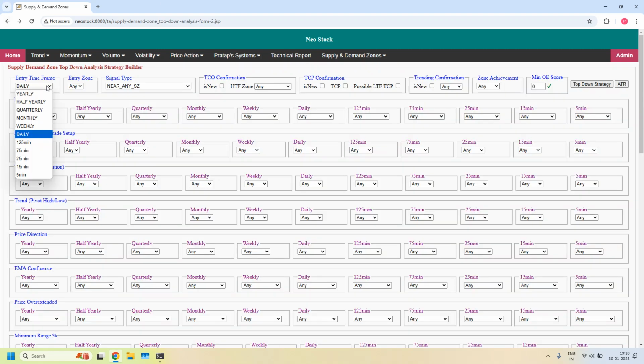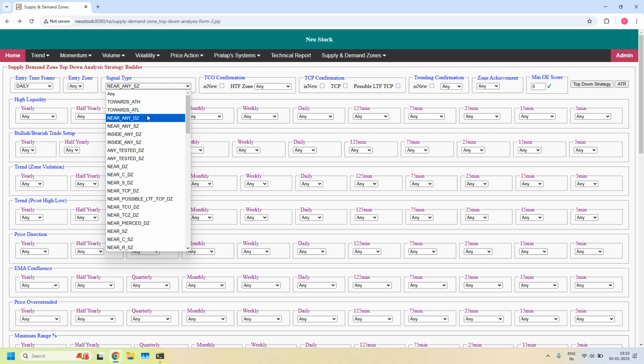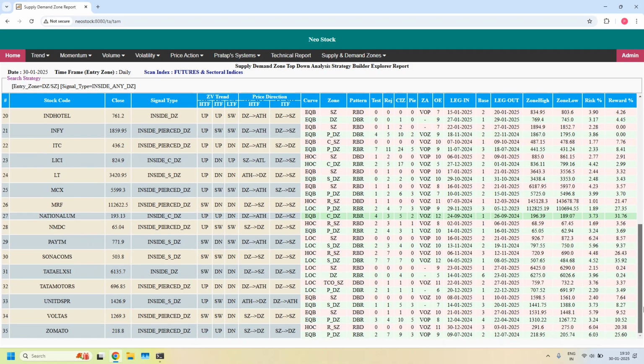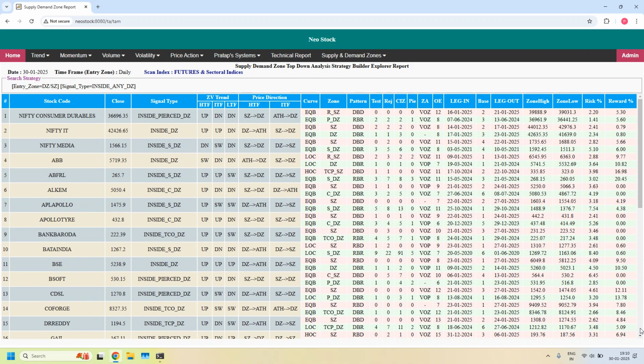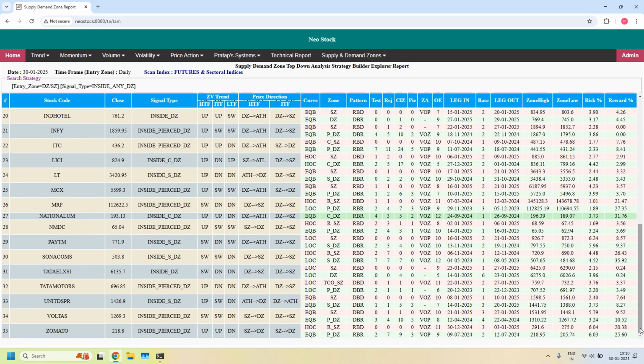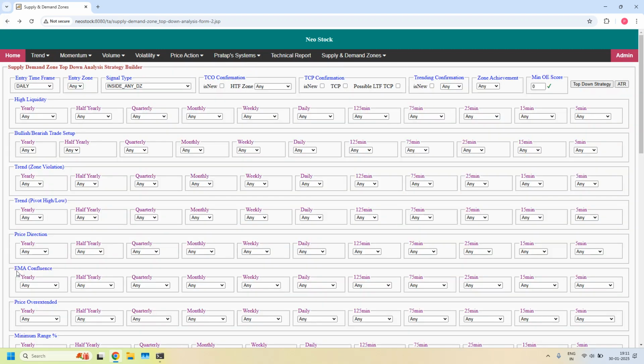Next, for daily time frame, let us find the stocks where price closed inside the daily demand zone. We got 35 stocks. First 15 stocks in the list. I am scrolling the list down. So total 35 stocks where price closed inside the daily demand zone. Out of these 35, let us further filter based on the daily EMA Confluence. Daily demand zone having daily EMA Confluence.